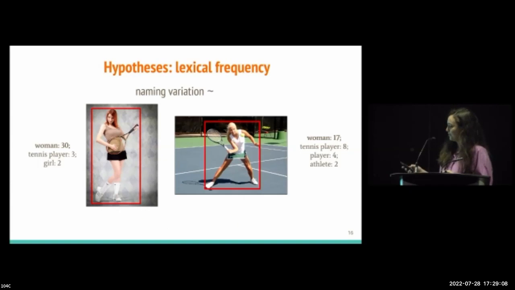And finally, we're going to investigate the effect of lexical frequency. So if we look at the names here on the right, we see that tennis player is the name for which we say she's very typical, but in the end, the top name is woman. So we think that there is an effect here of lexical accessibility. So speakers access the name woman more easily. So there is a frequency effect as well. So we hypothesize that we will find higher naming variation when the frequency of the top name is lower and the frequency of the alternative name is higher.